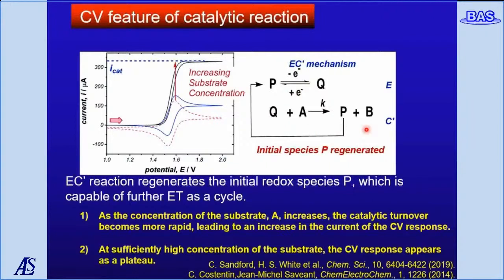into B. As the concentration ratio of electron mediator P to the substrate A increased, the turnover of the catalytic cycle is accelerated and the current values increased. And when the concentration of substrate is high enough, the current values show a steady state value and give a plateau current.